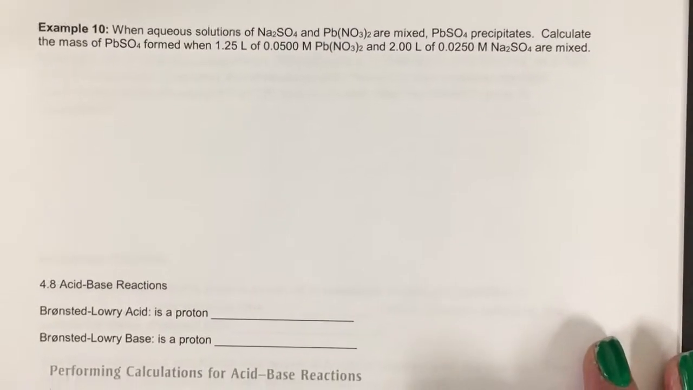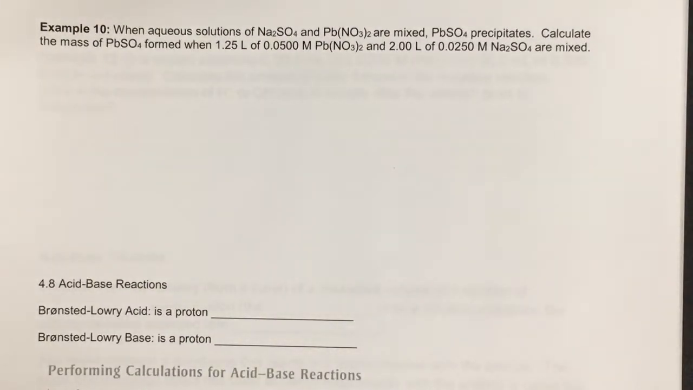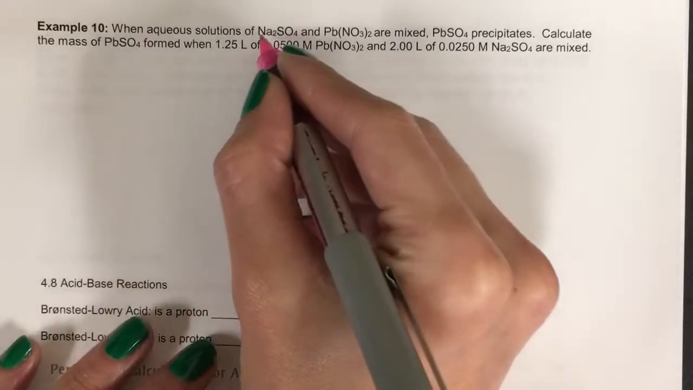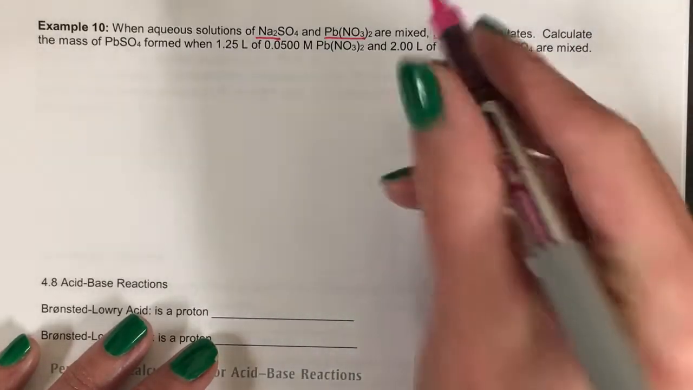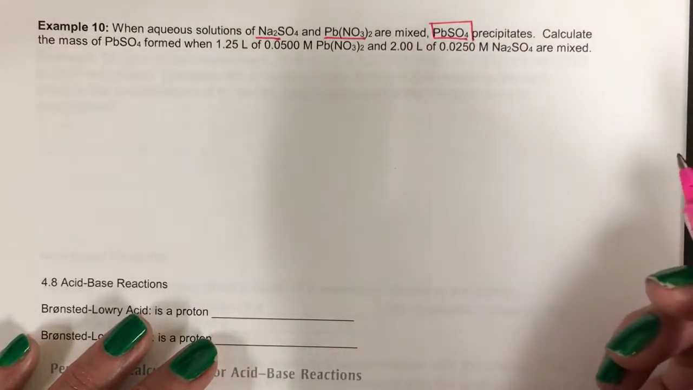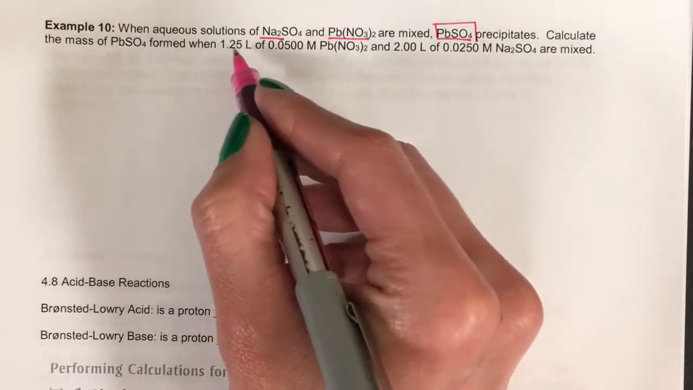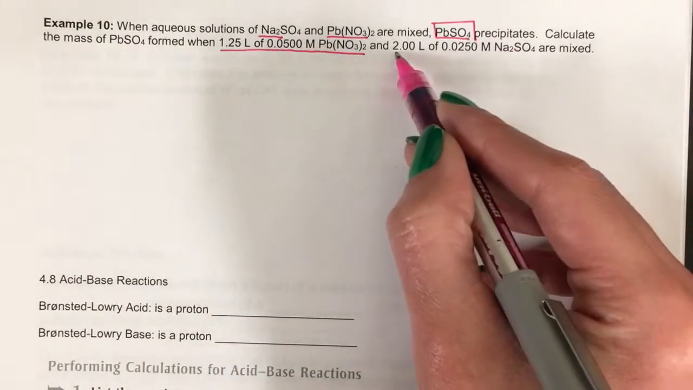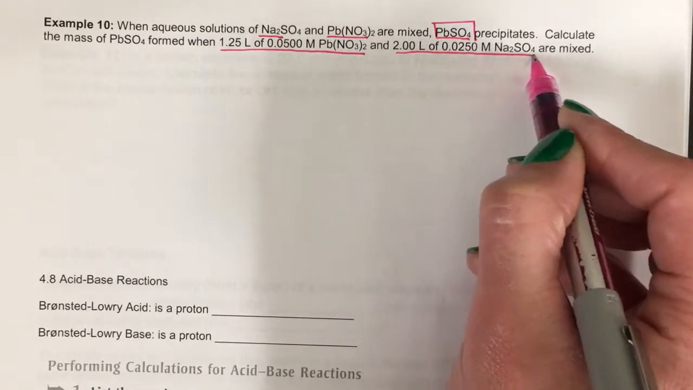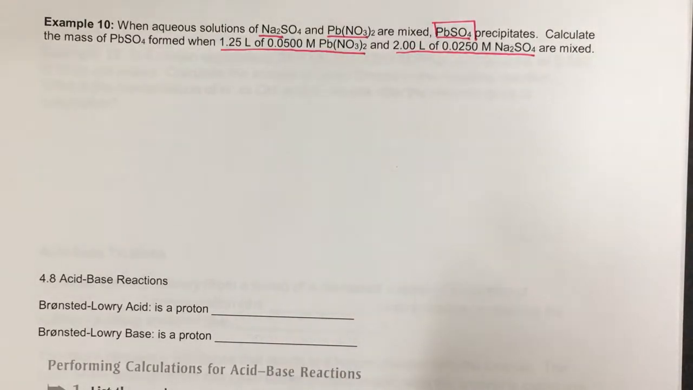So here's an example where we're going to have to figure out which one is limiting. They tell me when aqueous solutions of Na2SO4 and PbNO3 are mixed, so here are my two reactants, PbSO4 precipitates. There's my solid. Calculate the mass of PbSO4, so this one in grams, formed when 1.25 liters of 0.05 molar PbNO3 and 2 liters of 0.025 molar Na2SO4 are mixed. So first, I need my chemical reaction.